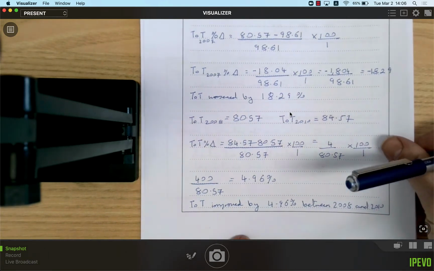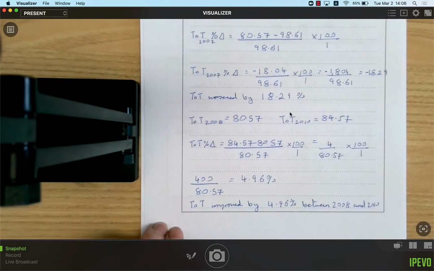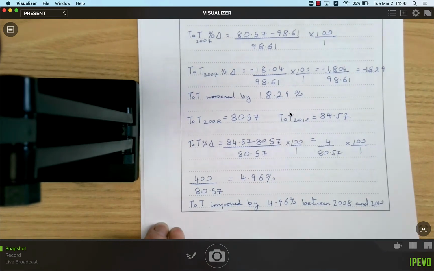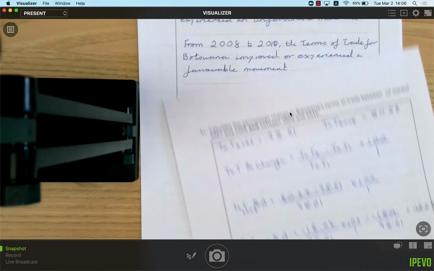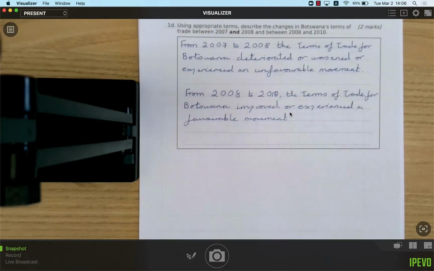That means on average, a unit of our exports bought 4.96, almost 5% more imports in 2010 than it did in 2008. Okay, so using appropriate terms, what do we have here?